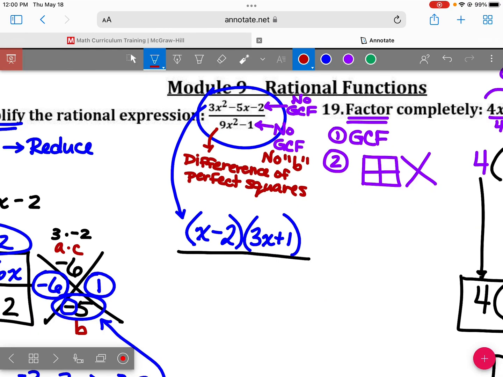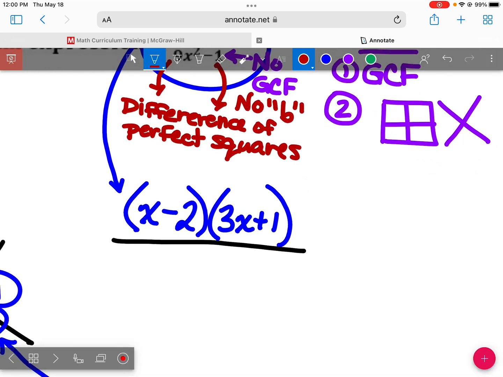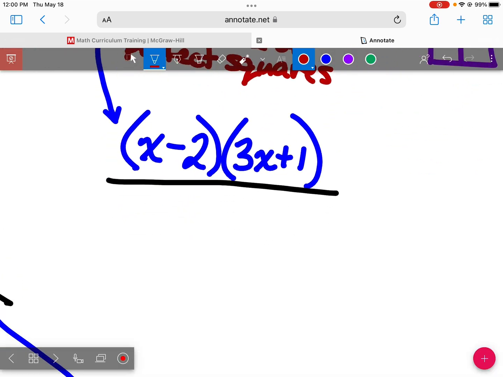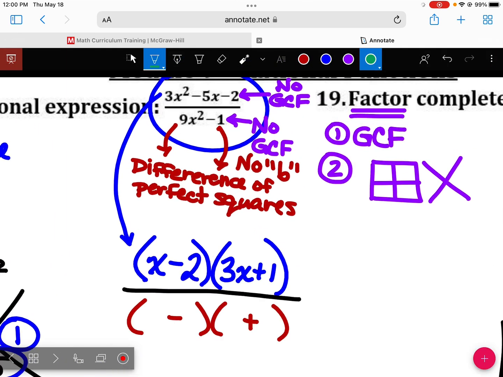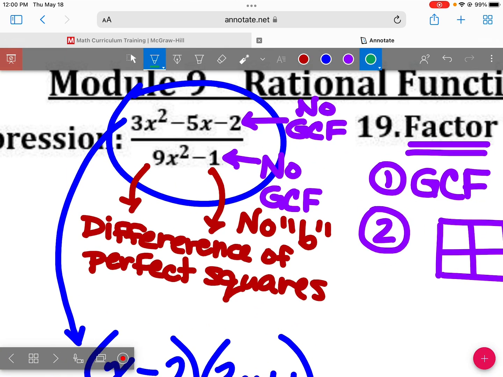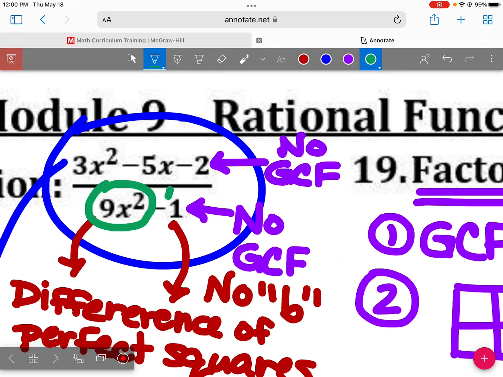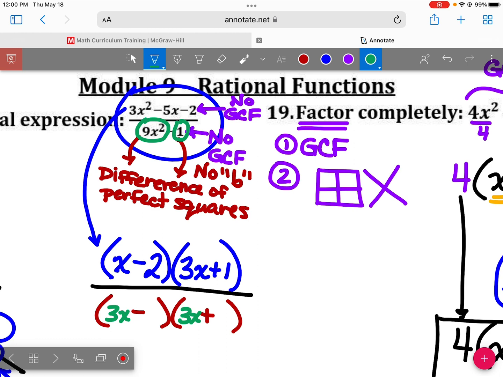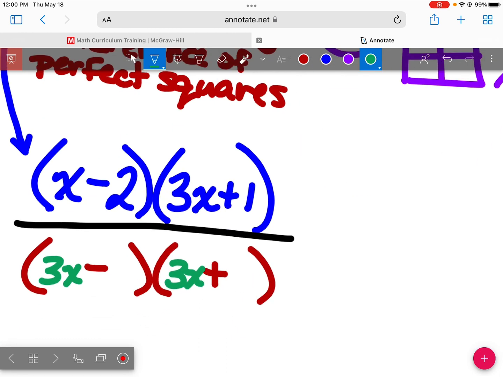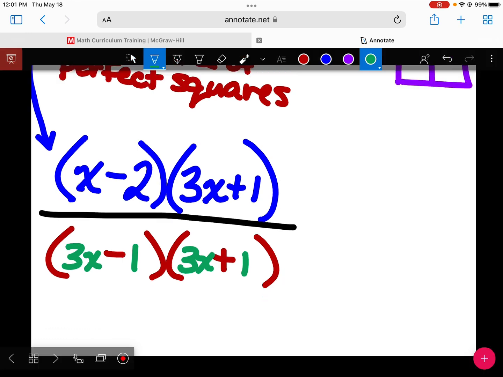When we factor a difference of perfect squares, how many factors do we get? 2. What will be the only difference between them? Yep, one's going to be a minus, one's going to be a plus. Then I look at each of the terms. First term is 9x squared. What multiplied by itself would give me 9x squared? 3x. So each of these factors has a 3x in the beginning. And then I look at the last term, 1. What times itself gives me 1? 1. So 3x minus 1, 3x plus 1.